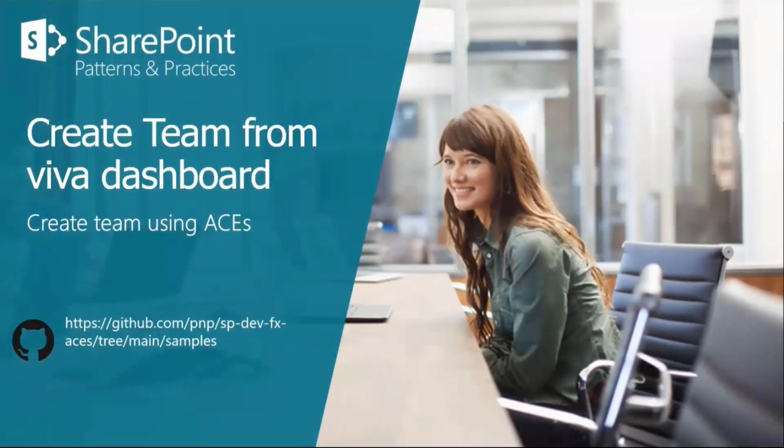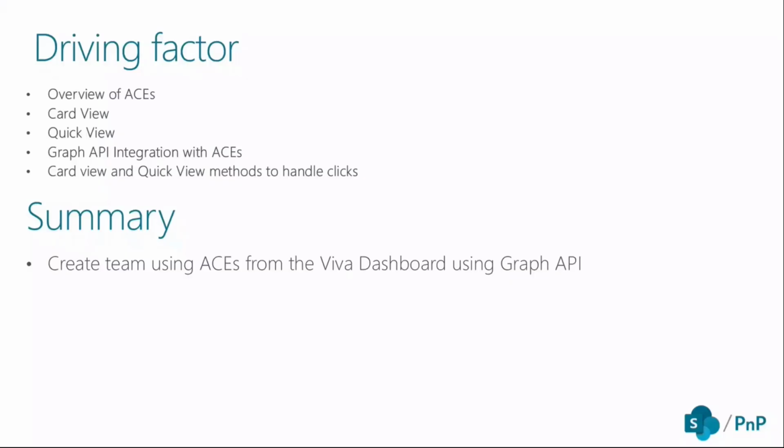Today, I'm going to present a demo for creating a team from the Viva dashboard using Adaptive Card Extensions, and the repository of this source code is under pnp/spfx-scs. What we are going to present today is an overview of ACEs, card view, quick view, Graph API integration with ACEs, and card view and quick view methods to handle clicks.